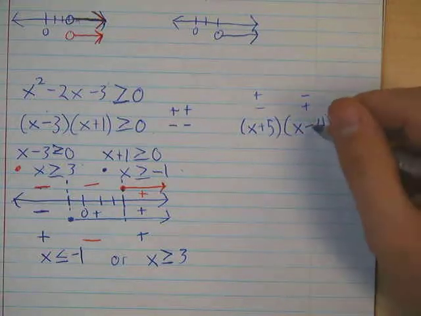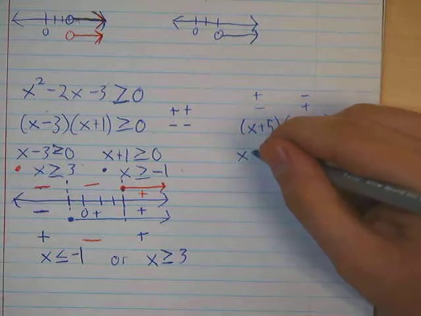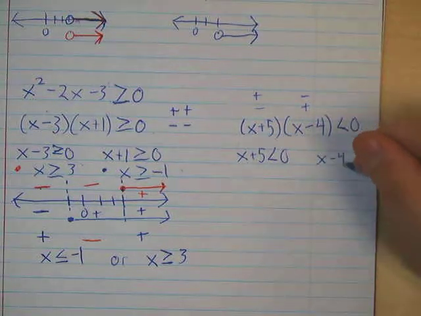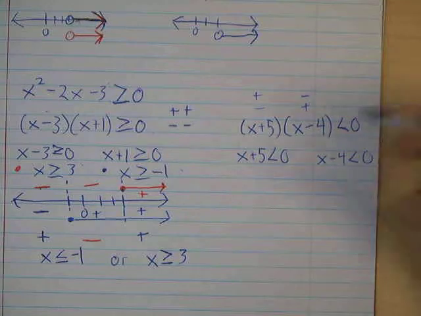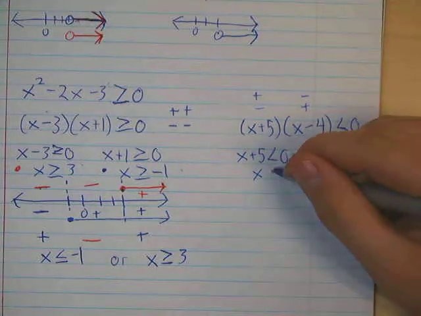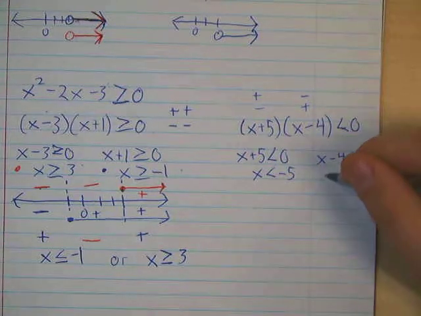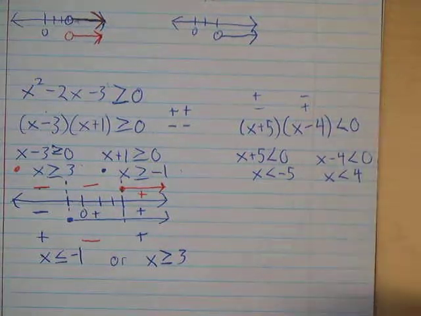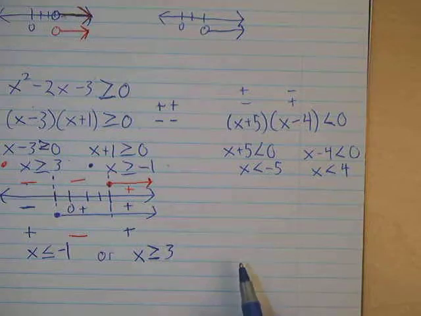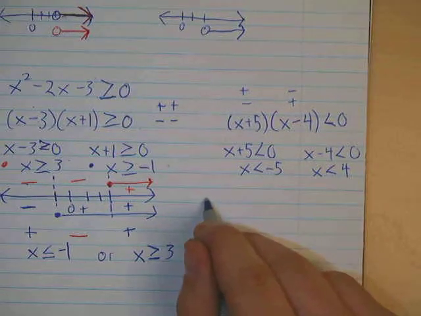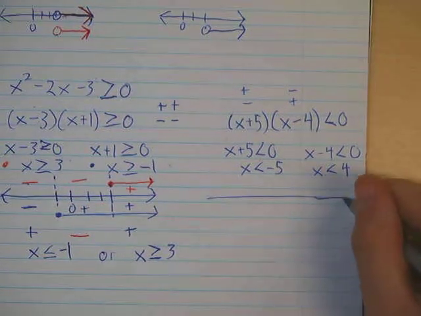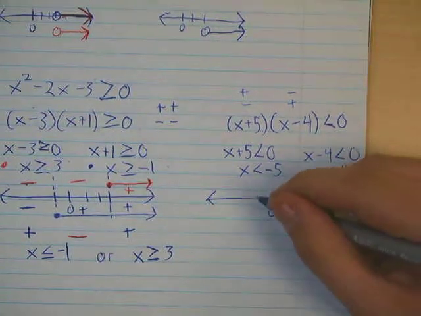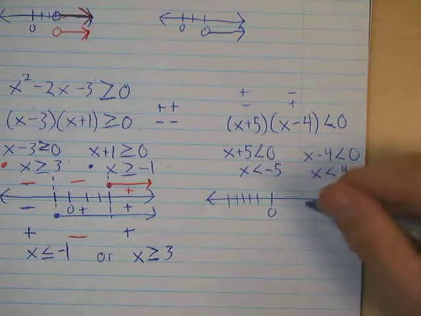So we want either a positive and a negative, or a negative and a positive, just so we can look ahead. So again, I'm going to solve for each of these less than 0. X plus 5 is less than 0. X minus 4 is less than 0. So x is less than -5, or x is less than +4. And again, we're going to plot these on a number line.